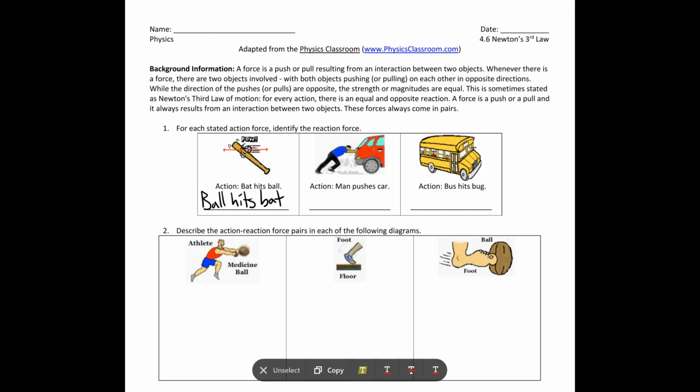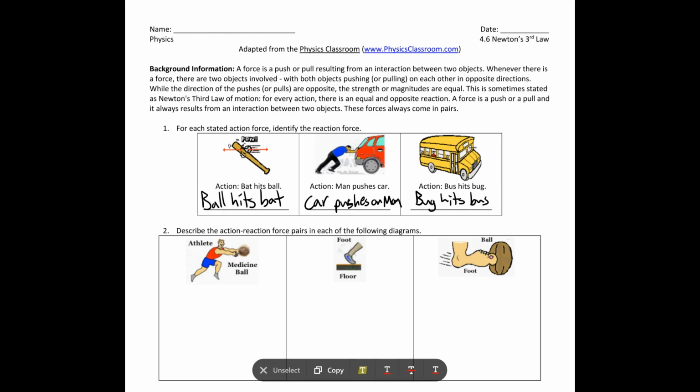If a man pushes on the car, certainly not an easy task, you could feel the car pushing back on you. There's some resistance there. The car pushes on the man. If a bug hits a bus, the bus hits the bug. Bug hits the bus.